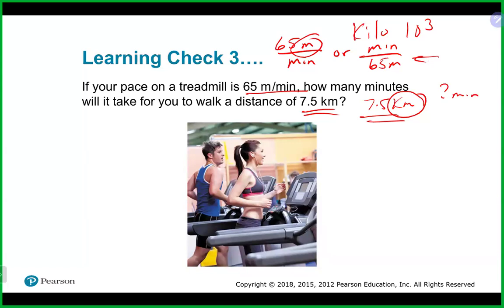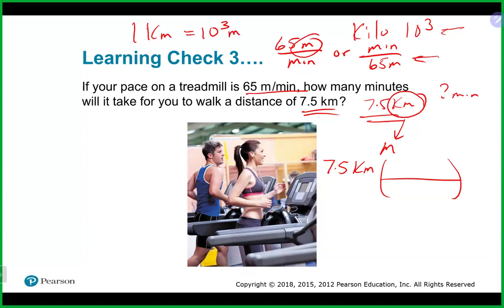So we cannot use them together until we get both of those distance units, or length units, into the same unit of measurement. Once again, you could convert the meters to kilometers or the kilometers to meters. It's your choice. I'm going to convert the kilometers to meters using my kilo conversion. So I got 7.5 kilometers. I once again know that in 1 kilometer, that is 10 to the 3 meters. So I'm going to use that equality to give me my conversion factor.